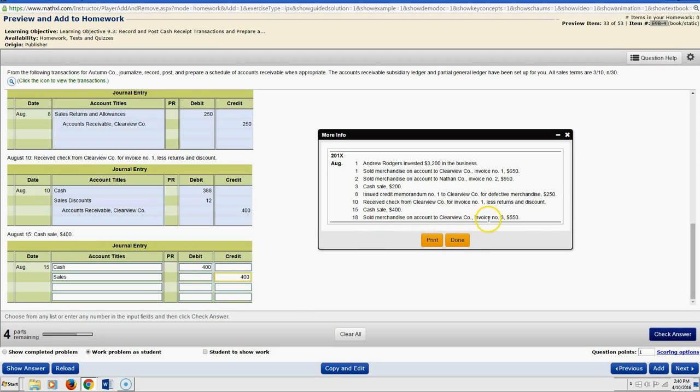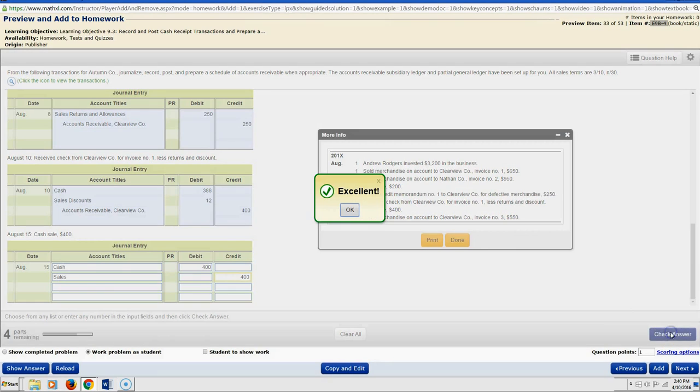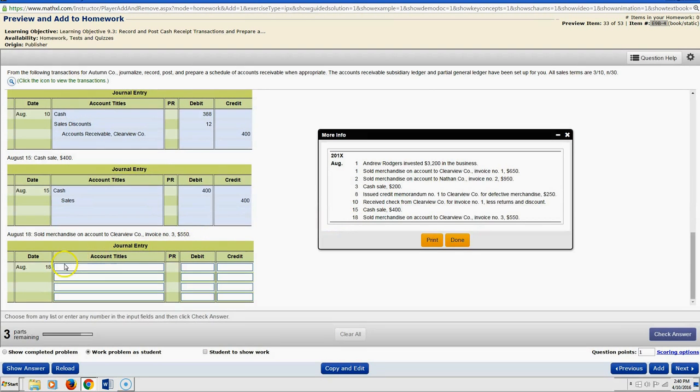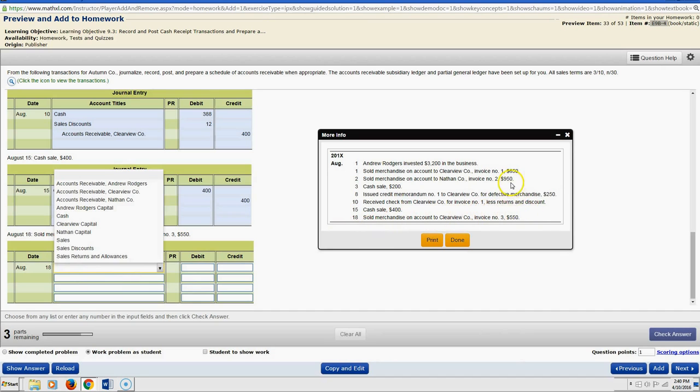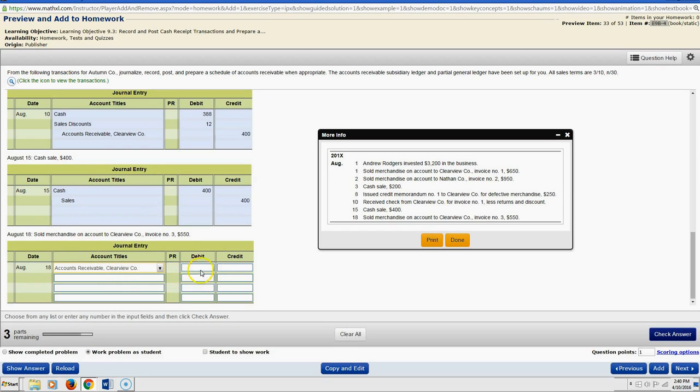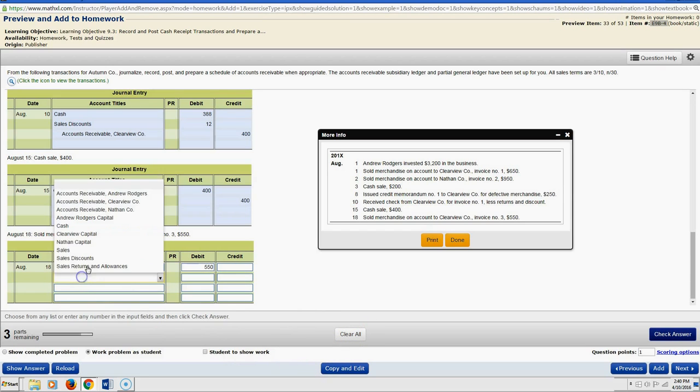And then we got one final sale here to Clearview. Okay, kids? So that's a credit sale again, invoice. We prepared an invoice subject to the same 3% terms. So we want to come up and debit again Clearview, who's a regular customer of ours, $550. And the credit, of course, would be the sales.